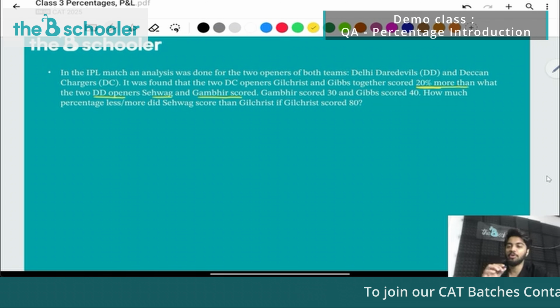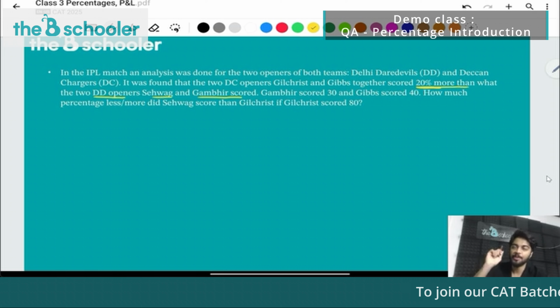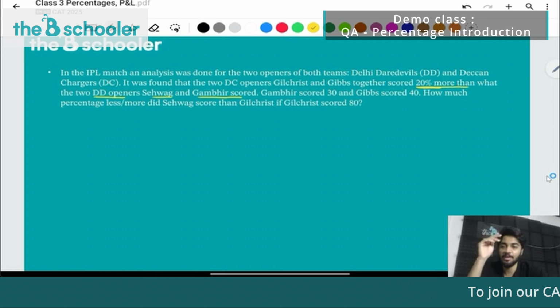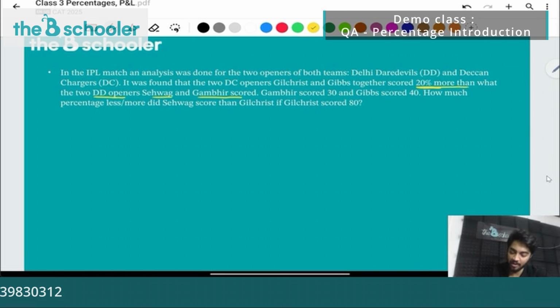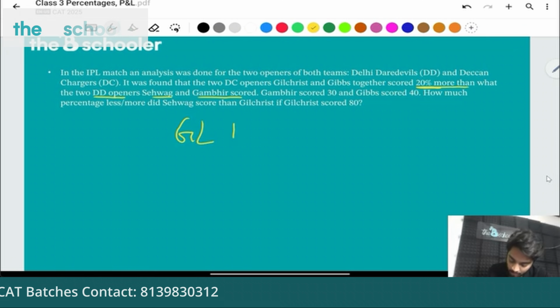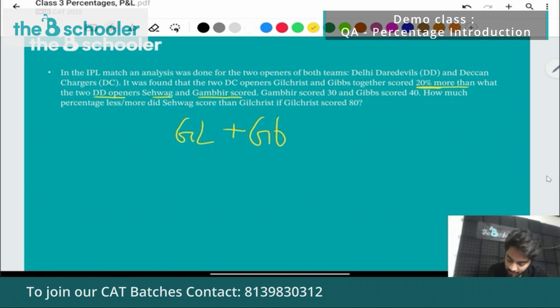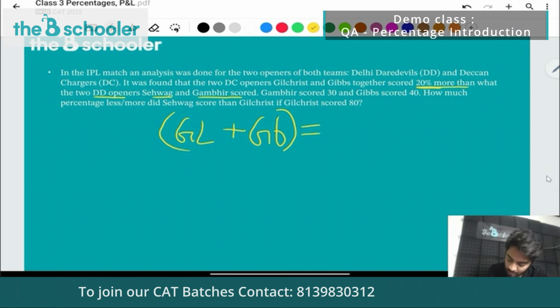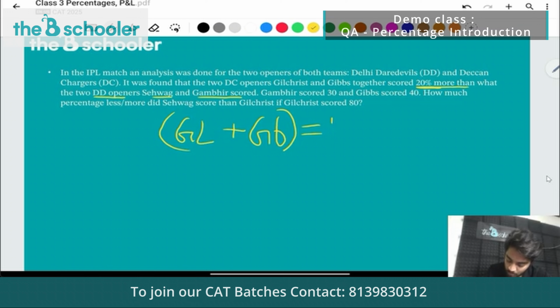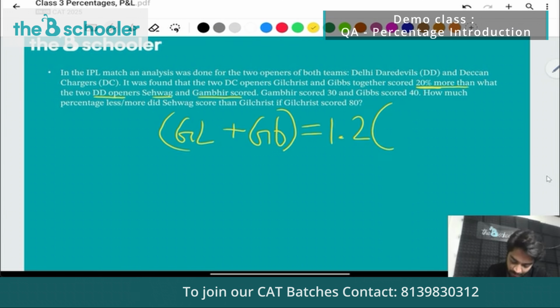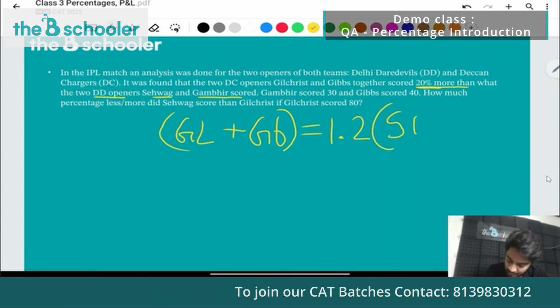Okay, so if you want to represent this in the form of an equation, as I told you, QA questions are nothing but information that is given, which you have to write in the form of an equation and solve. That's it, right? Can I convert this sentence to an equation? Let's say I write Gilchrist's score as GL and Gibbs's score as GB. GL plus GB is equal to 20% more, that means 1.2 times Sehwag's score plus Gambhir's score.